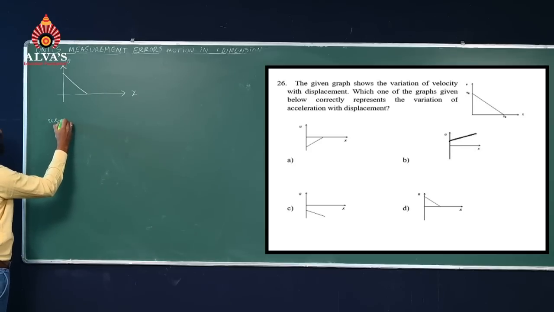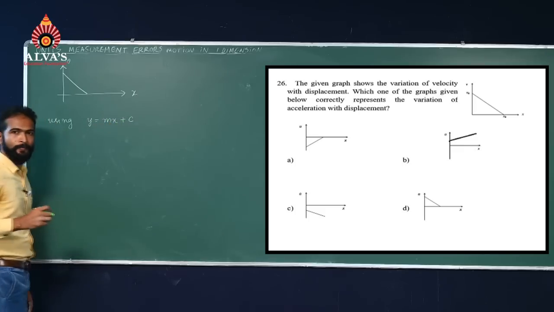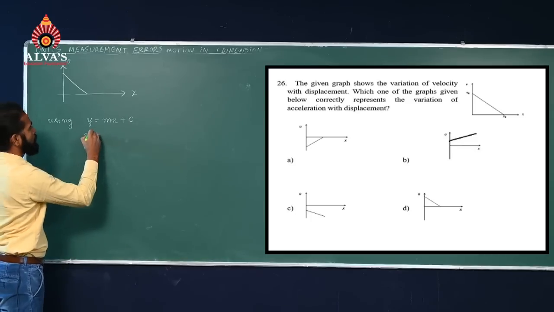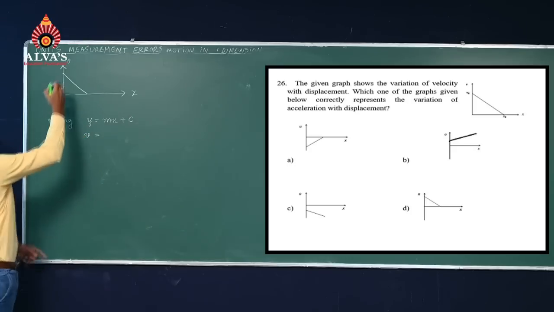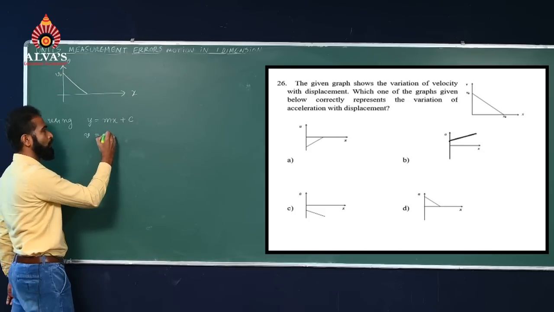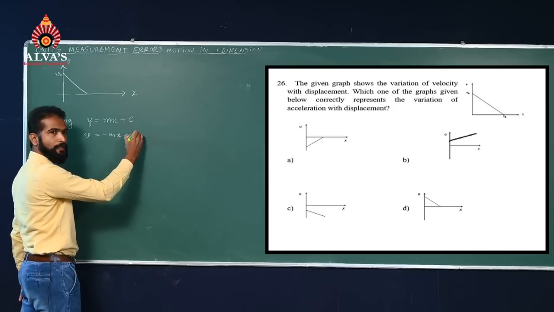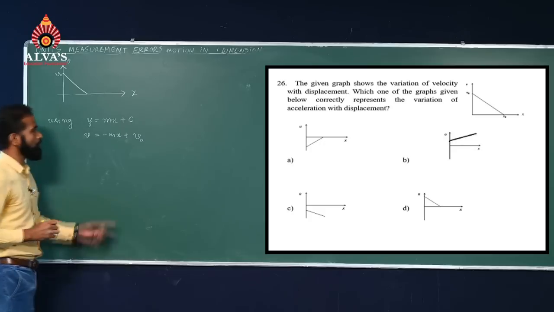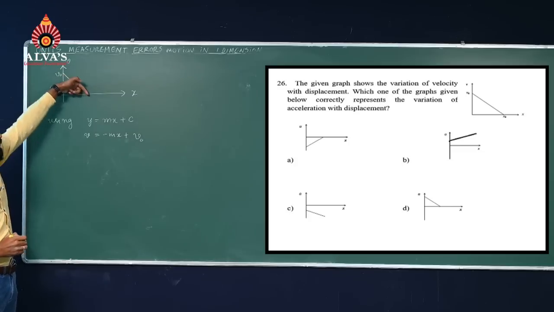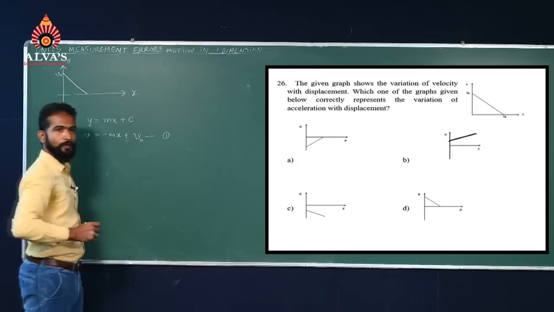So let us use the equation of a straight line, y is equal to mx plus c. Instead of y, we have v, and this initial value is given in the question as v naught. So v becomes equal to minus mx plus c, where c is nothing but the y-intercept, that is v naught. And why this becomes minus is because the slope of the graph is negative. The graph is decreasing, so the slope must be negative. Let me take it as equation 1.